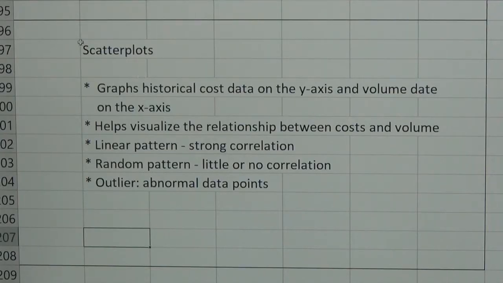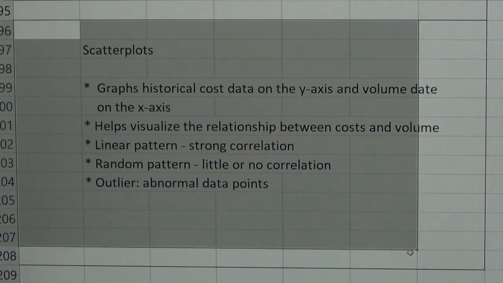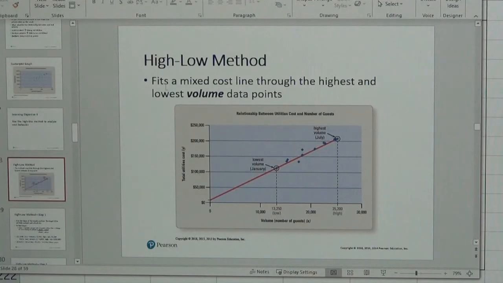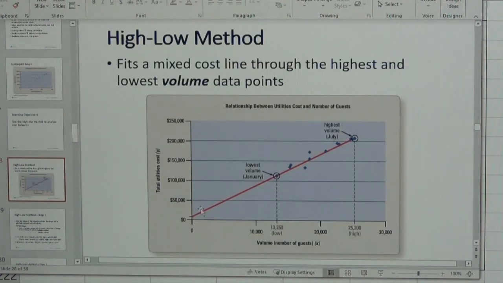So after looking at the scatter plots, we can then look at what's referred to as the high-low method. Essentially, it fits a mixed cost line through the highest and the lowest volume data points. As an example here, we'll see that at the lowest point the volume is 13,250. So we plotted this out.